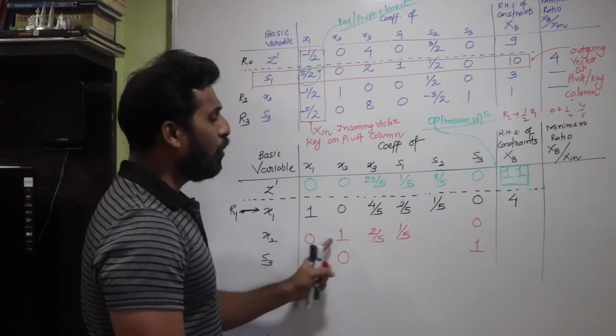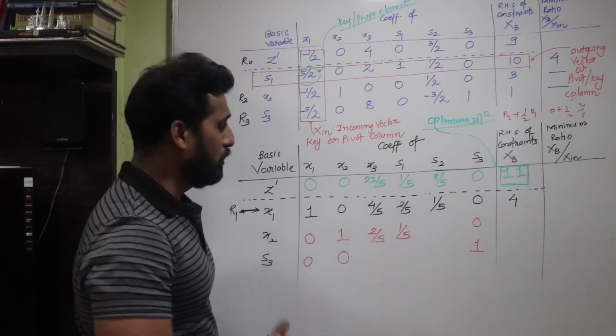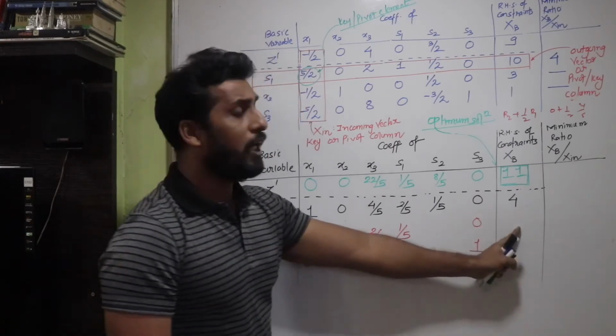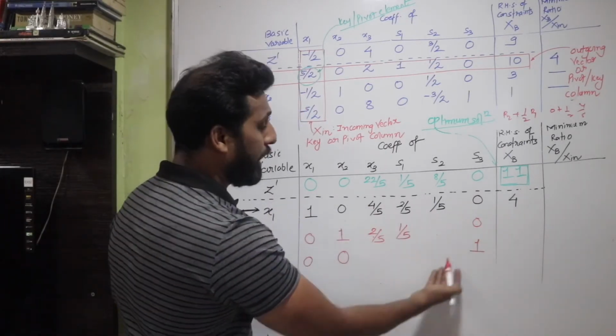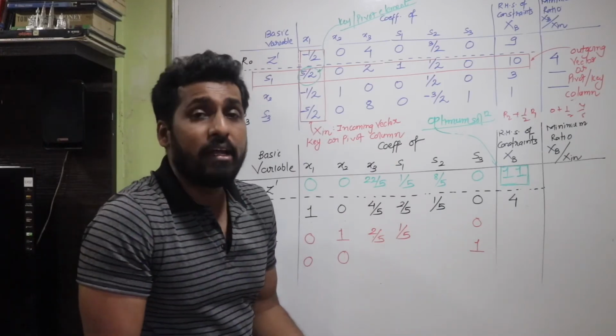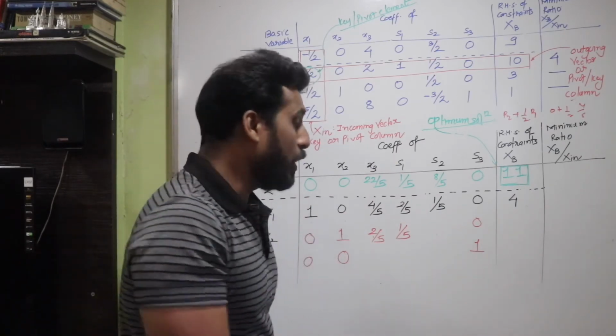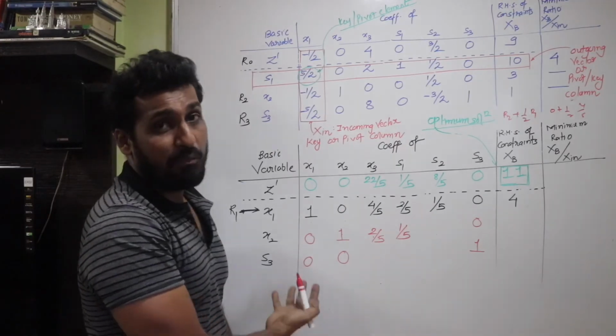Now, these values are also not needed, isn't it? You just need the value of x2. You can directly go here and get the value of x2. No need to get the intermediate values. They are not going to tell us anything. So it depends on you whether you want to complete the final simplex table or not.